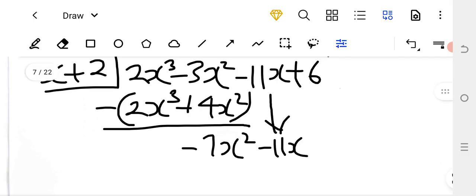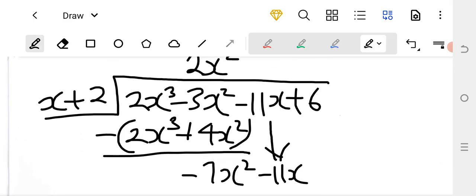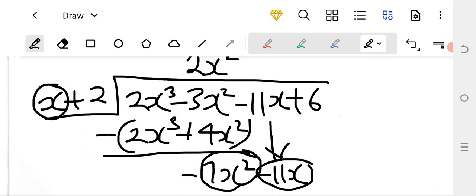So now we are going to just do the same thing. We get the x, we're going to say x into what we formed. So we formed negative 7x squared. We didn't form negative 11x. For now, forget about negative 11x. Think about negative 7x squared.